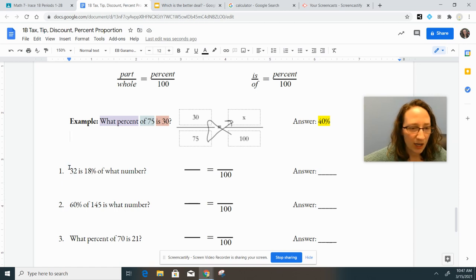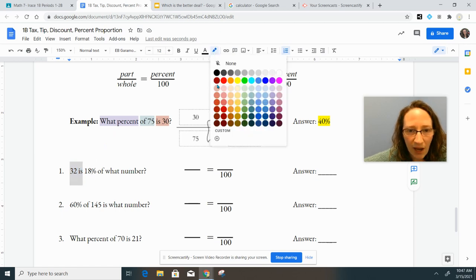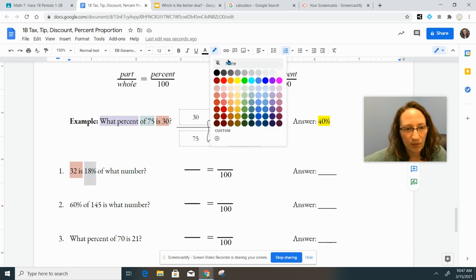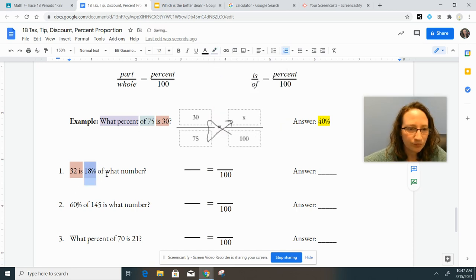All right, question 1. 32 is 18% of what number? Okay, so let's go ahead and start highlighting. I'll try to use the same colors that I did up here for each of the same pieces, but you don't have to. All right, so the first thing I'm seeing is 32 is. So let's highlight that. I'll use red because I used red for is up here. It doesn't matter. You don't have to do that. Okay, 18%. If you see a percent symbol, that is automatically going to be your percentage. No questions asked. Okay, and then the remainder of the question says of what number? So that tells me that the of piece is what's missing.